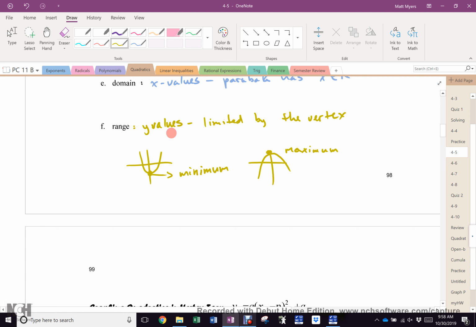So the range is always y is greater than or y is less than. Could it be equal? Yeah, it can be either of those. What will it go to? What will it go up or down to?